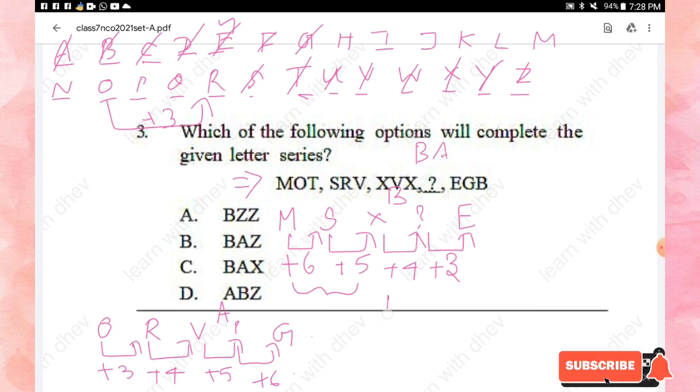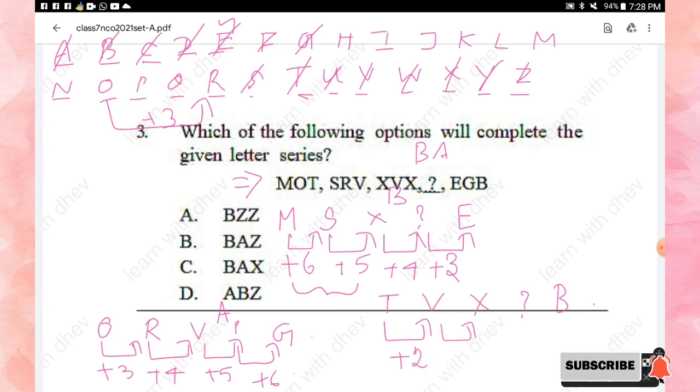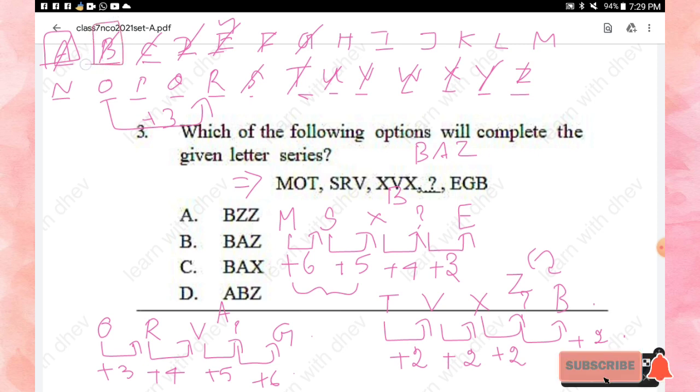Then last one, we'll take down the third letter of each term. T, question mark, X, B. So T to V means the second letter from T is V. The same way, the second letter from V is X. So here the pattern is increasing by 2, right? So here also it should be 2. So what is the second letter from X? It is Z. So the third letter of the missing term is Z, and we'll cross check with this. What is the second letter from Z? In backwards we have to count, no? So the second letter from Z in the backward is B. So this is also correct. So finally your answer is B, A, Z. Option B is the right answer.